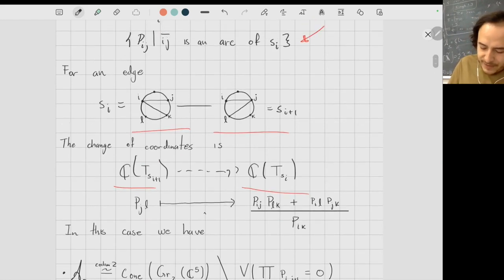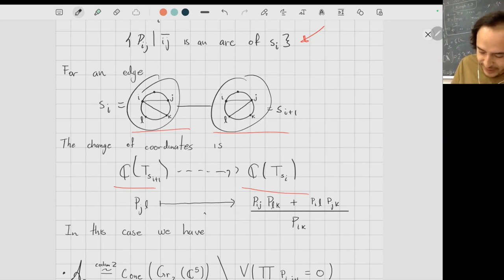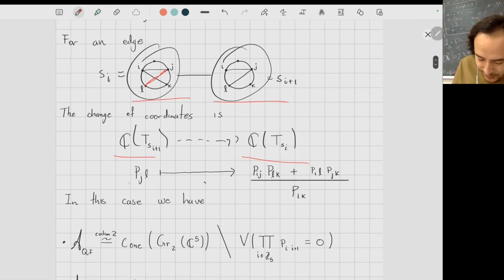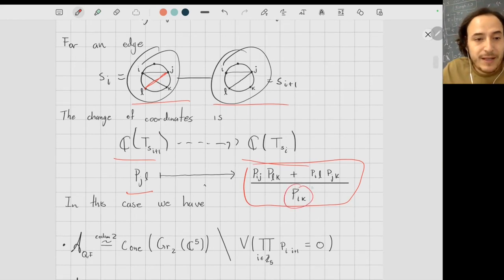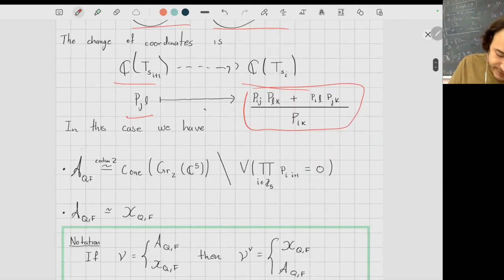Since these tori share the same arcs, like the triangulations share all the arcs except one, they share all the coordinates except one. The only coordinate that does not appear here and appears there is PJL, which corresponds to this arc that I'm putting here in red. And this coordinate goes to this expression, which is really like a Plucker relation. If I multiply PJL by PKL, what I obtain is a Plucker relation. So essentially, in this case, the gluing or the change of coordinates is going to be given by a Plucker relation.